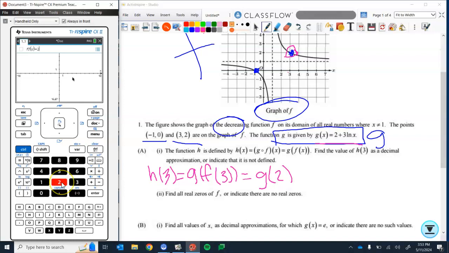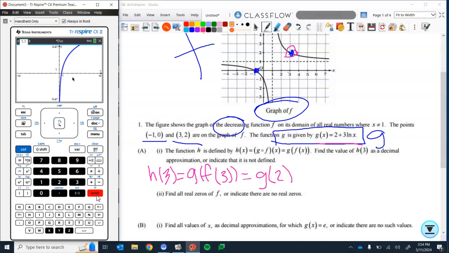I have 2 plus 3 natural log of x. There we go. Always double check that what you put in there is actually what you meant to put in there, and I'm going to hit enter. Right now, I don't really care if I can see the graph or not. I can, that's great. But what I want is g of 2.